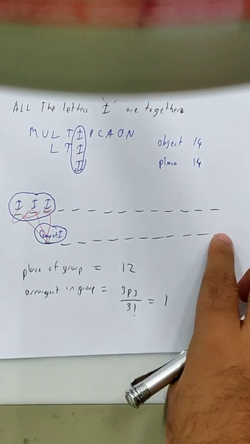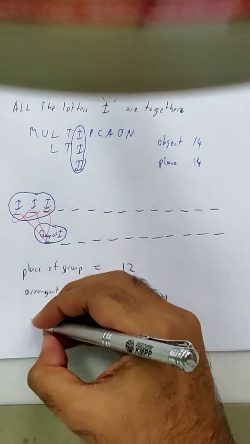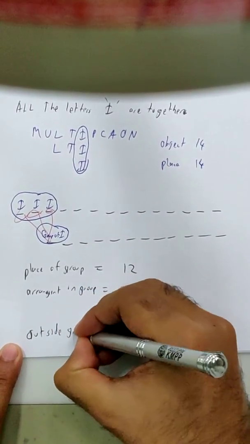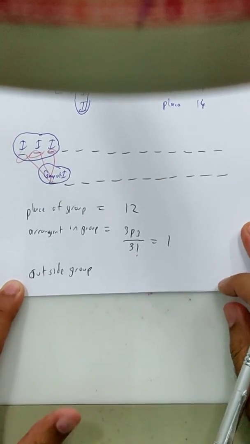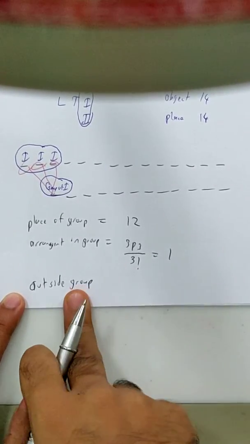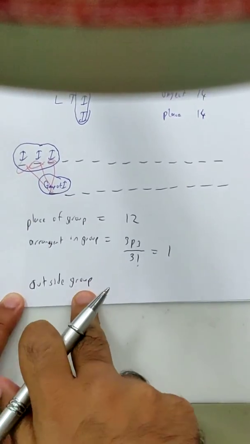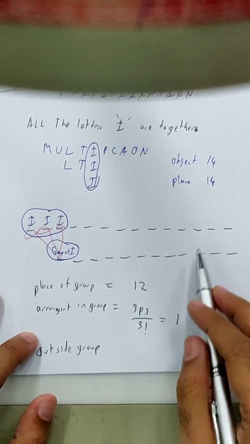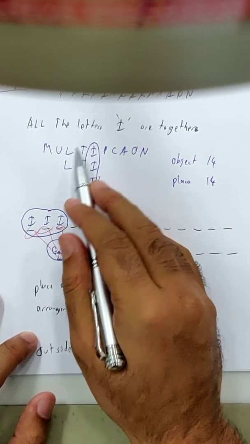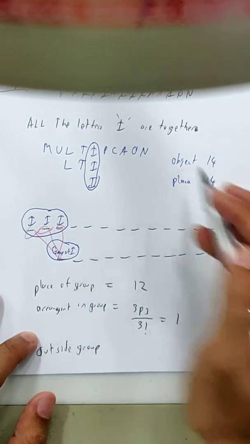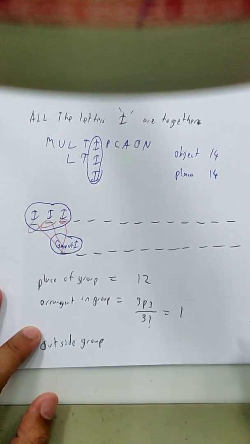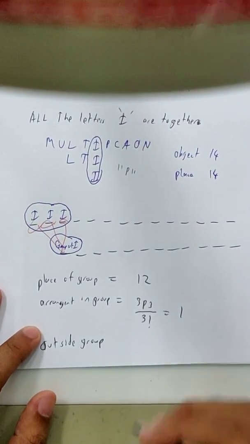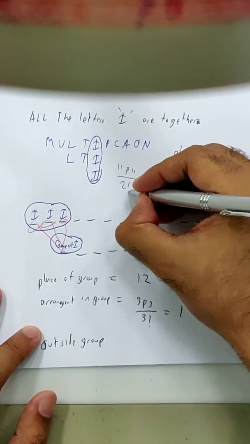Okay, so what else do you have left? Outside group. The next thing you need to calculate is outside group. Okay, we have calculated this far. Now you need to calculate outside group. Place of group, arrangement in group, outside group. So that means our multiplication is the 11 things. 1, 2, 3, 4, 5, 6, 7, 8, 9, 10, 11. Okay, so that means is what? 11P11 divided by 2 factorial, 2 factorial.